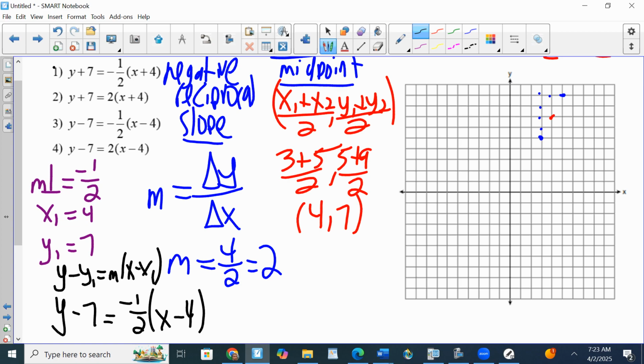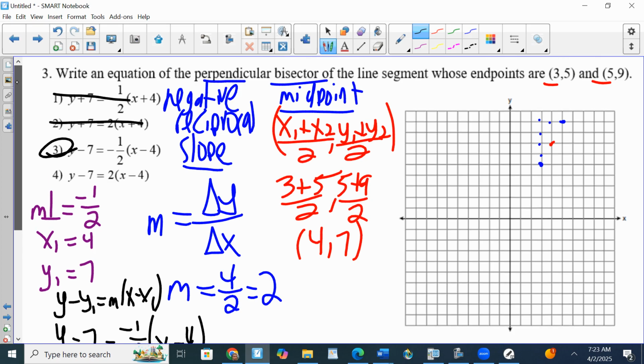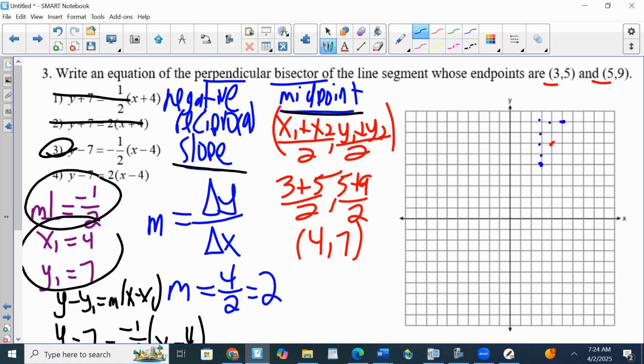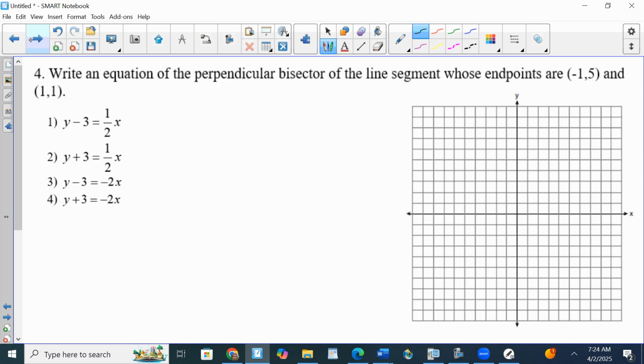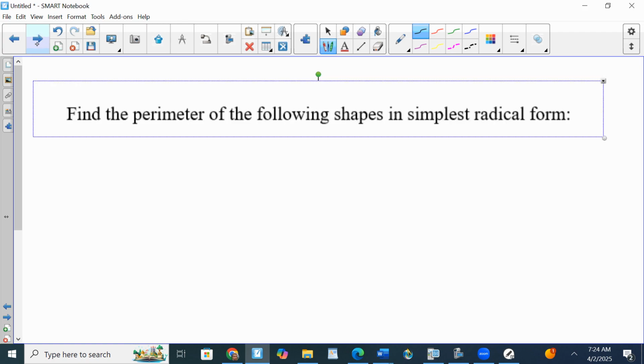Y minus 7, so those are out. Negative 1/2 x minus 4. There's your answer. I would not say this is a simple question. It's definitely a guide to 85 question. It's not impossible, but there's definitely a few steps to it. For perpendicular bisector, for perpendicular, negative reciprocal slope, so I find the slope. For bisector, something is bisected at its midpoint, so I find its midpoint. I do the negative reciprocal of the slope. x1, y1 is your midpoint, and I pop it into point slope formula. Y minus y1 equals m, x minus x1.